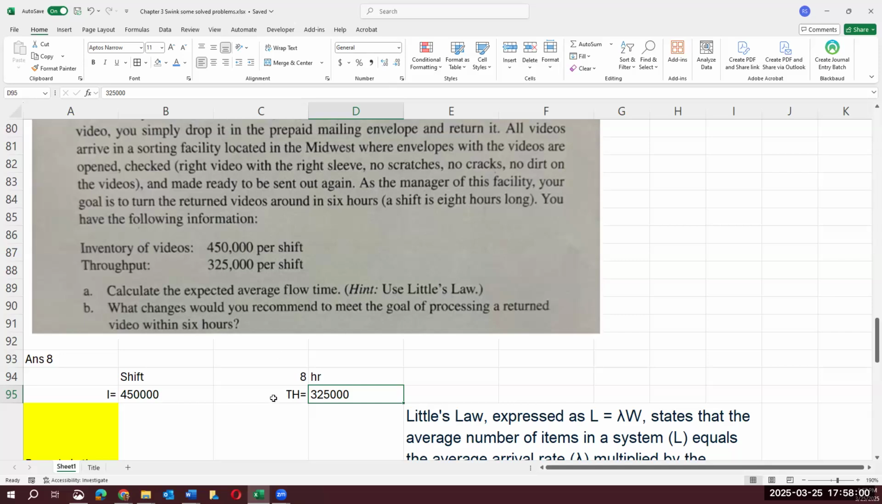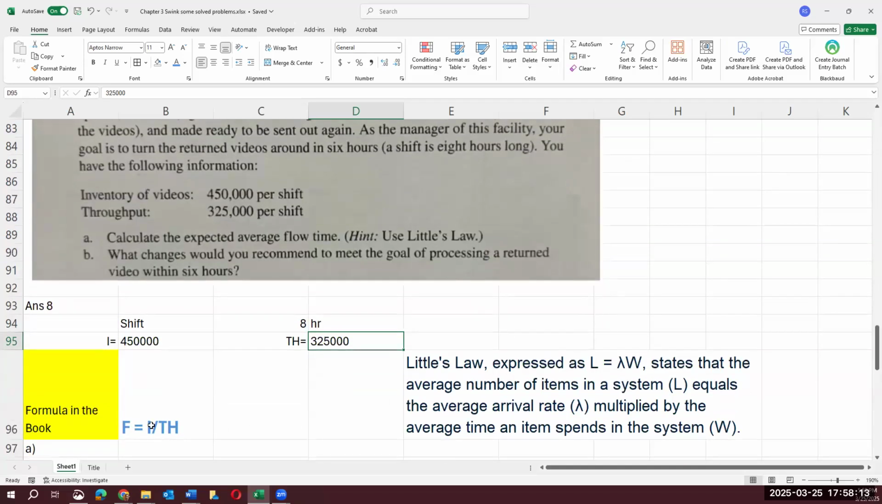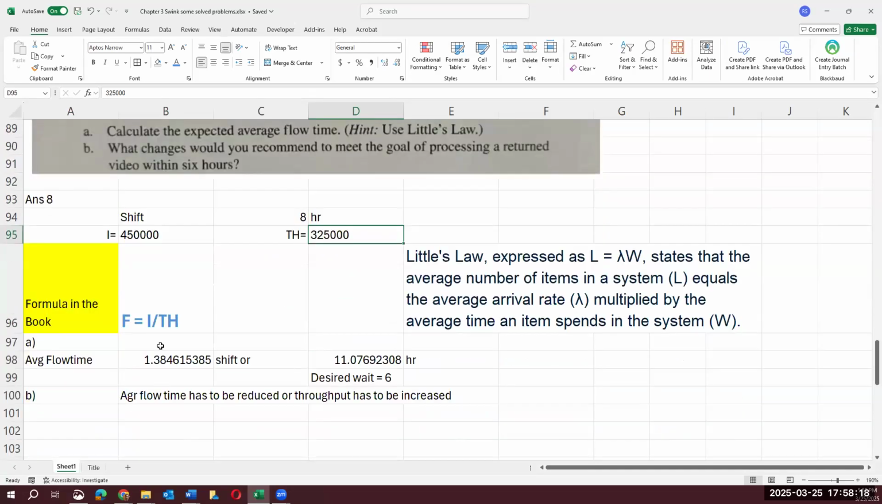So you need to figure out the average wait time. They've given you L and the arrival rate, and they want you to find W, the flow time. It's the same formula, though I like the standard formula better. The flow time is the number of items sitting in the system at any given time divided by the average throughput rate, derived from the same formula, just rearranged. W is equal to L divided by lambda.